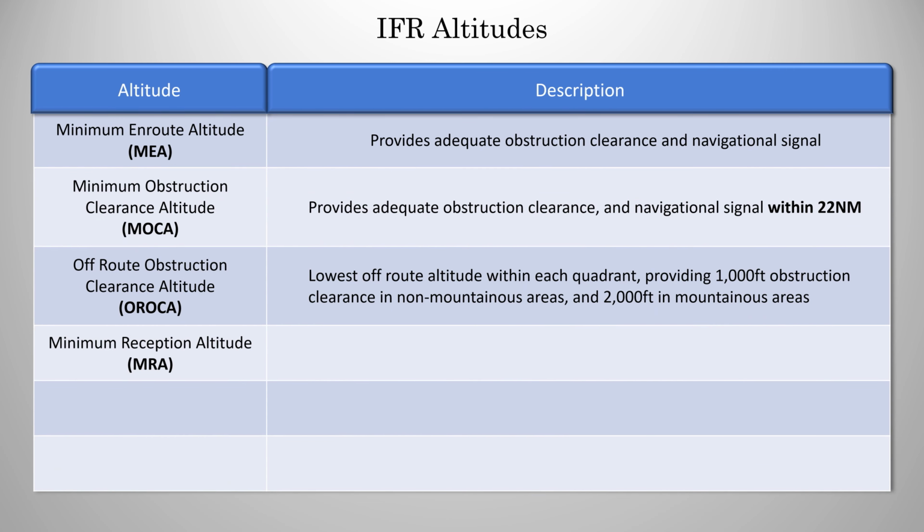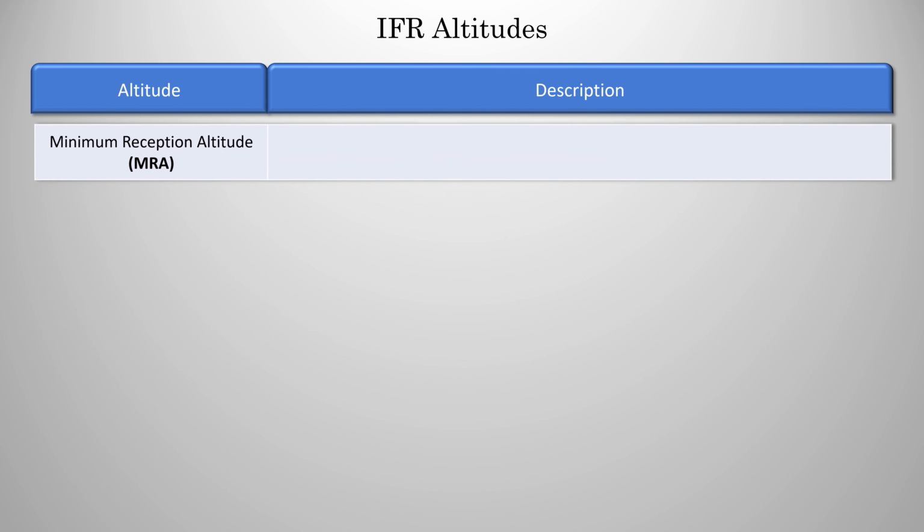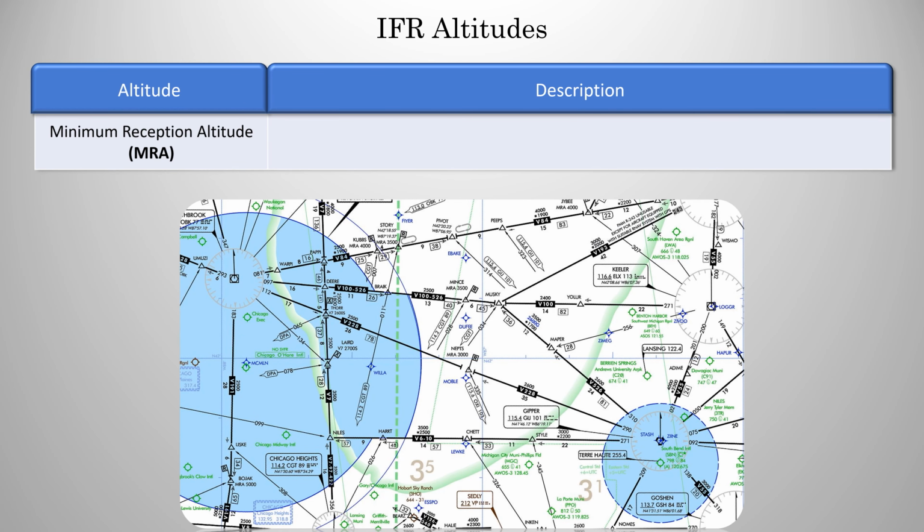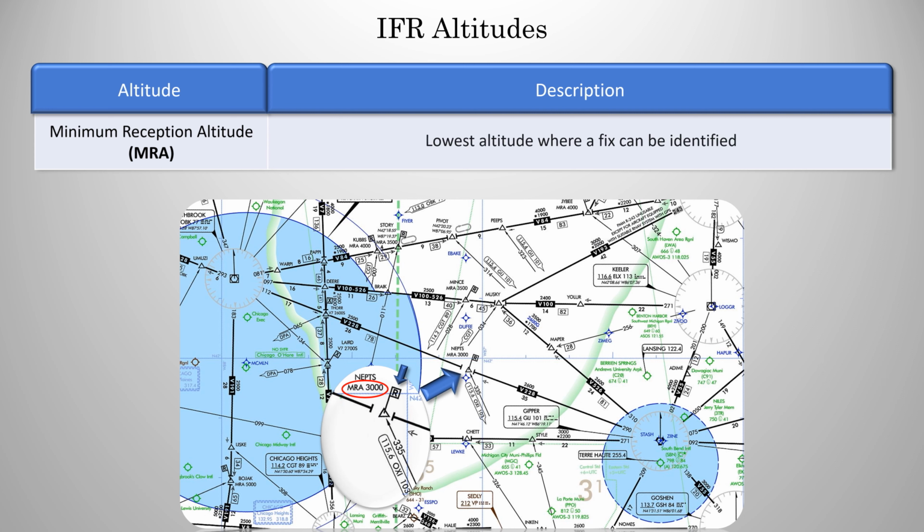After that, we have minimum reception altitude, or MRA. MRAs are depicted by a little flag with an R attached to the waypoint. They also say MRA next to it with the required altitude. MRAs are the lowest altitude at which a fix can be identified. In order to identify this waypoint, NEPS, we need the 335 radial off the OXI VOR. So in order to receive a signal to that OXI VOR, we need to be at 3,000 feet.